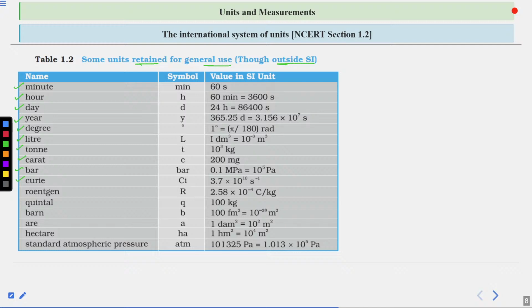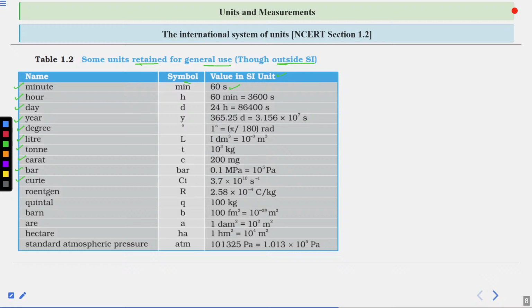So minute, the symbol is min. It means minute, and its value in SI system is 60 second. 1 minute is equal to 60 second. In the SI system, for time, the unit is second. So that's why 1 minute is equal to 60 second.